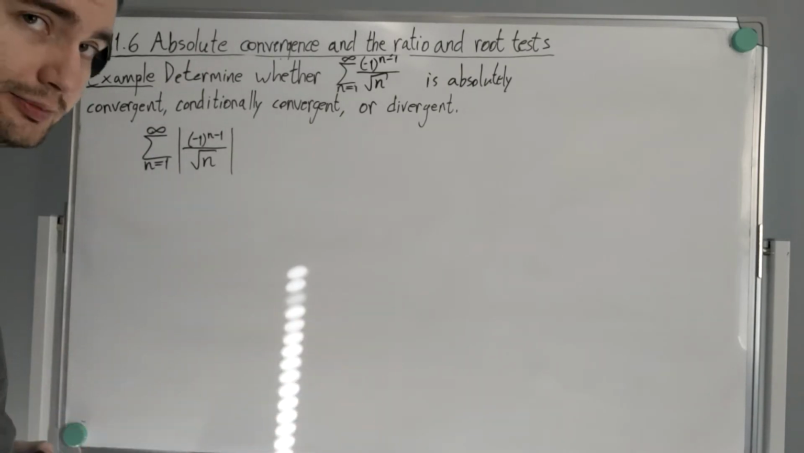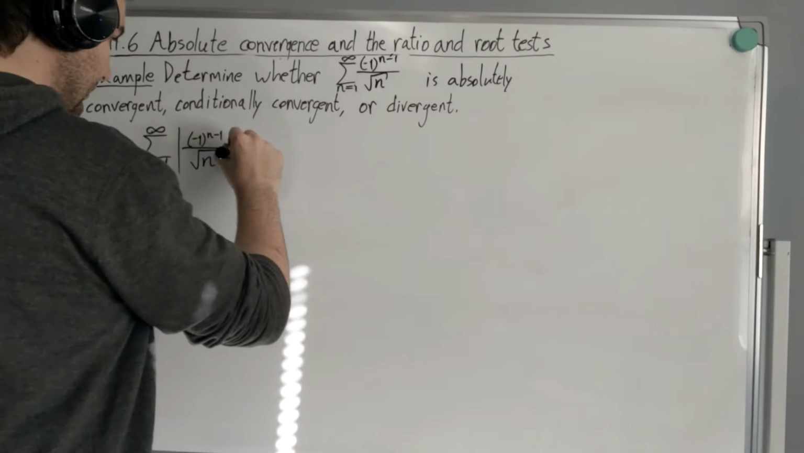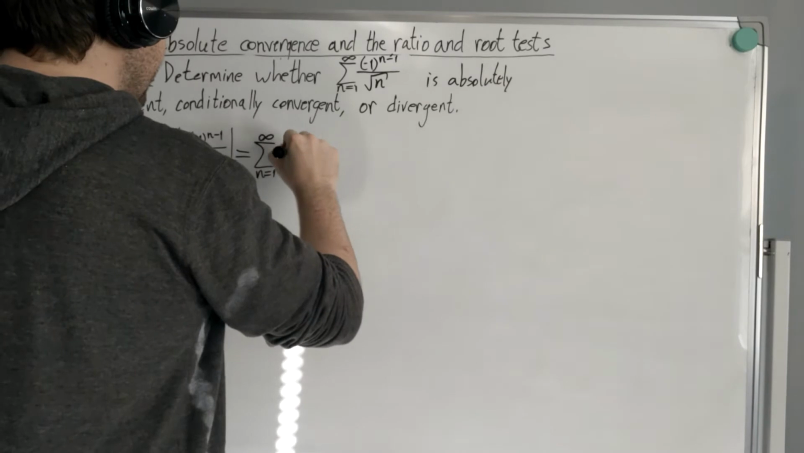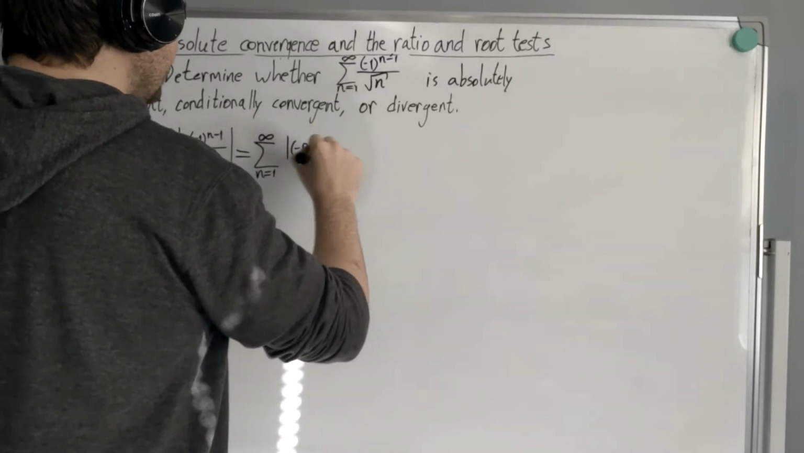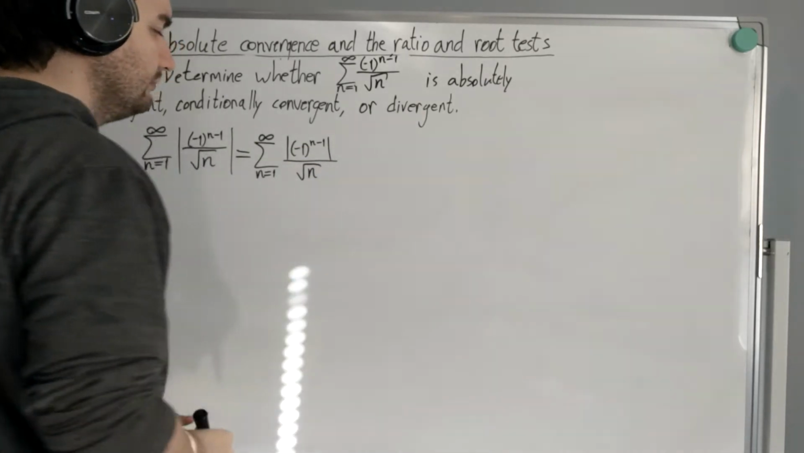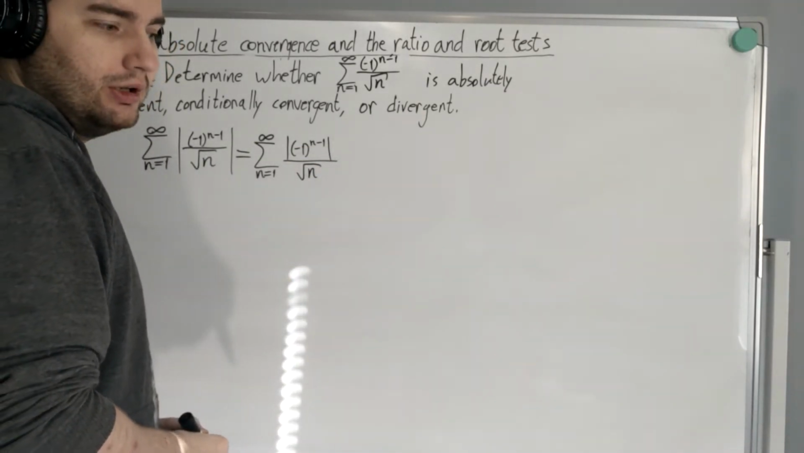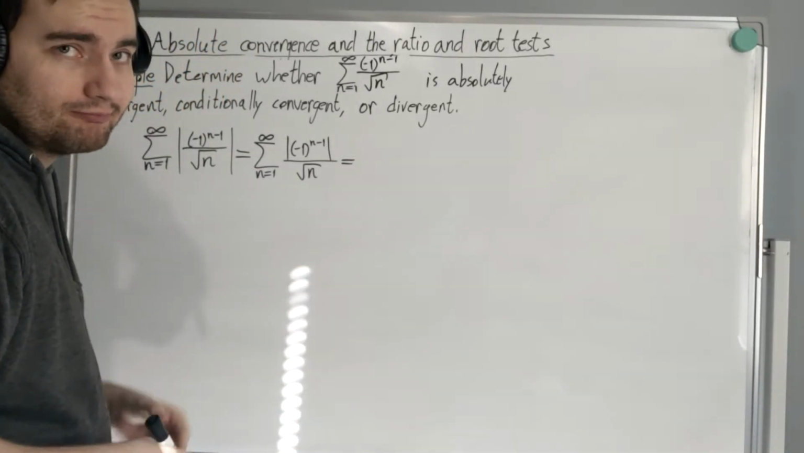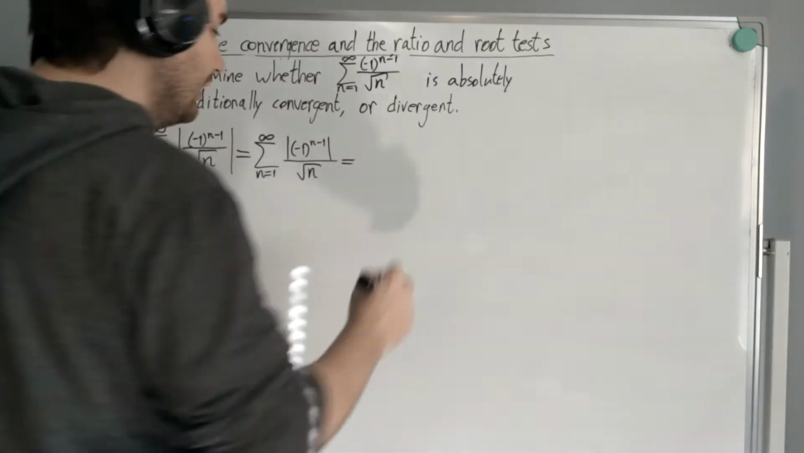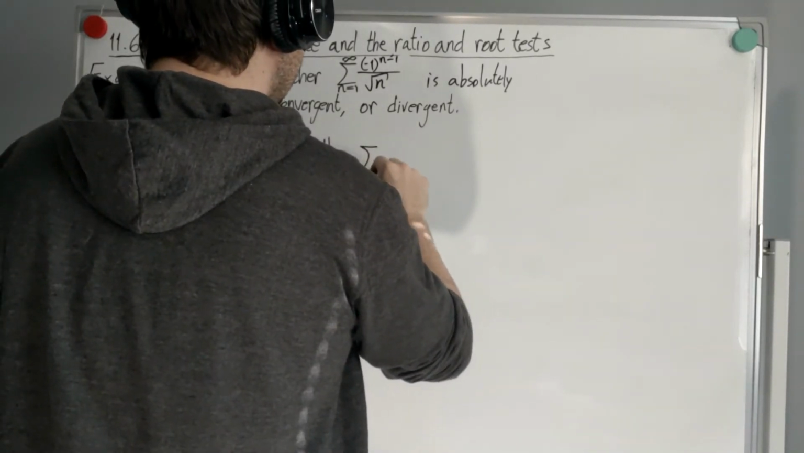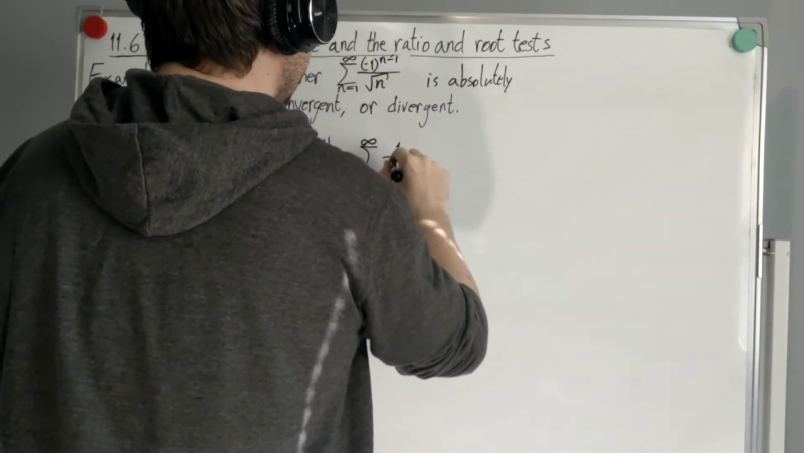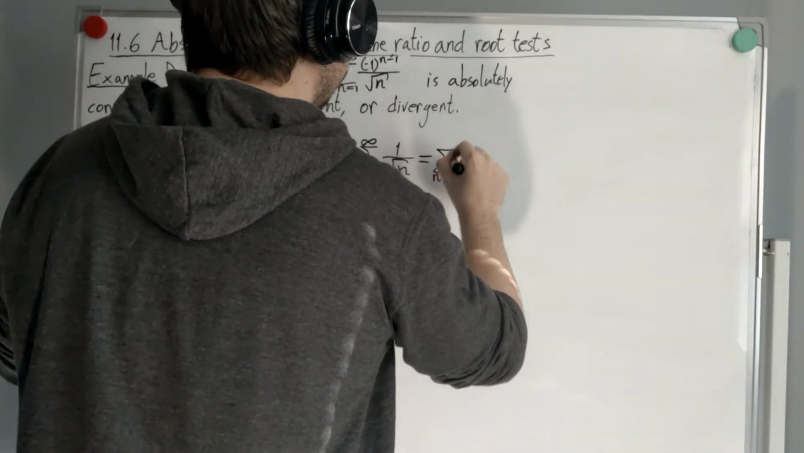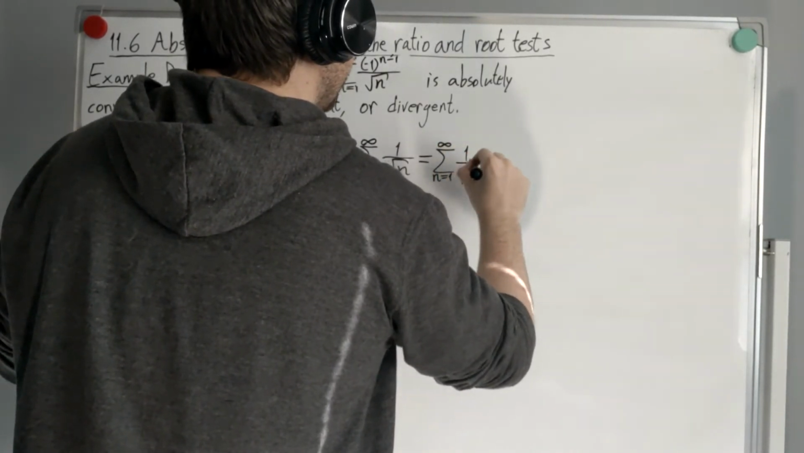Well, once again, the bottom is positive, so no problem there. So this is just the sum from n equals 1 to infinity of the absolute value of negative 1 to the n minus 1 divided by the square root of n. And then the absolute value of negative 1 to the whatever power is always 1. So then this is the sum from n equals 1 to infinity of just 1 over the square root of n. Which, by the way, is the sum from n equals 1 to infinity of 1 over n to the 1/2, right?